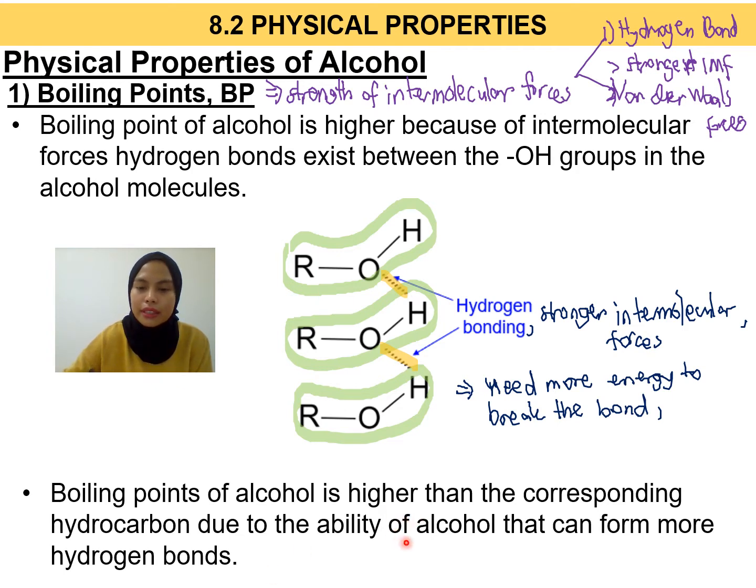The other factor is alcohol ni dia boleh buat hydrogen bonds. Obviously dia boleh buat hydrogen bonds sebab dia ada oxygen and dia ada hydrogen. So bila dia boleh buat hydrogen bonds, itulah the next reason you can say that dia ada stronger intermolecular forces. So that's why you need more energy to break the bond. Okay, macam itulah cara nak terangkan pasal boiling points of alcohol.